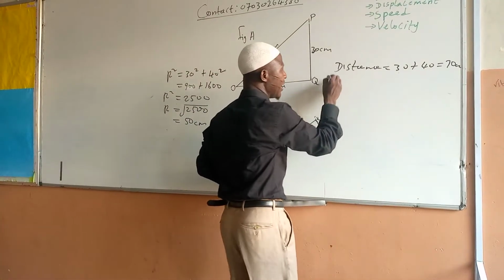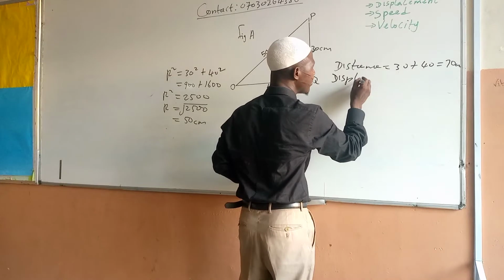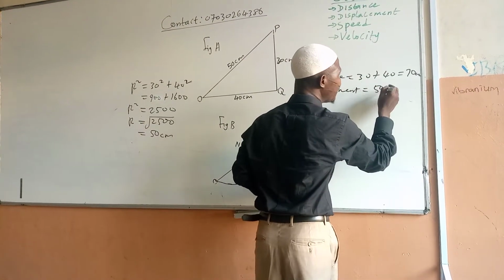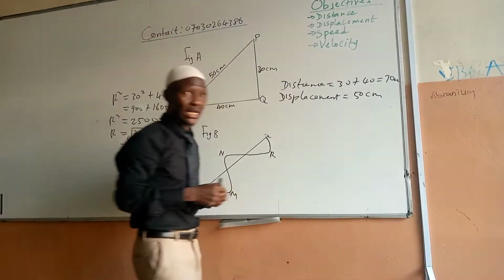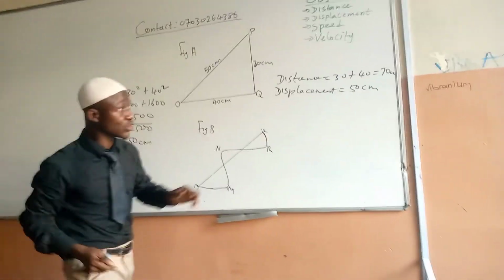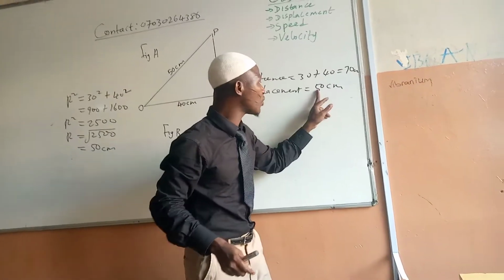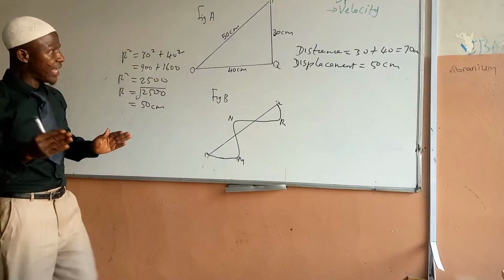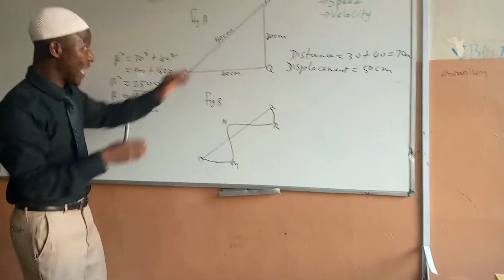Then the displacement is equal to 50 centimeters. You can see the difference. That's why we call it the shortest distance. So this one is giving us 70, while this one is what? 50. Now, what of the case where the journey does not form any shape like this one?